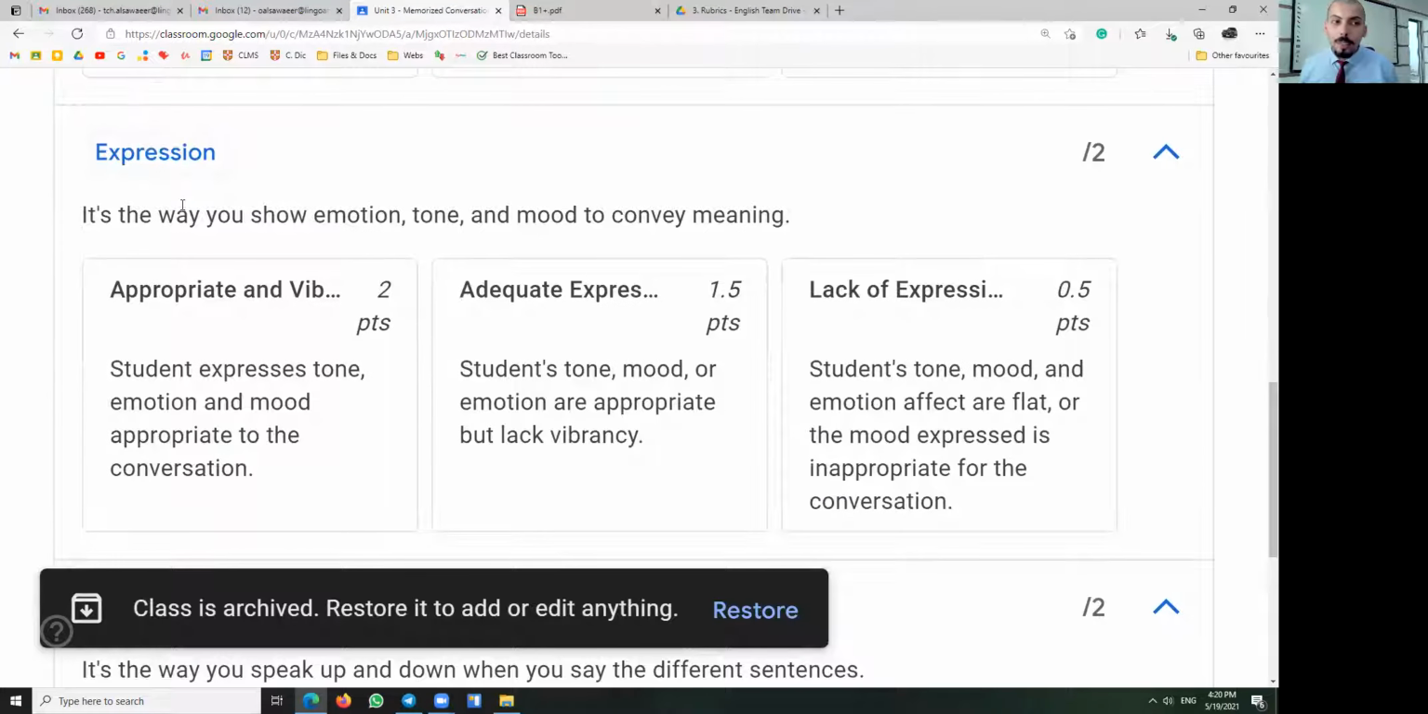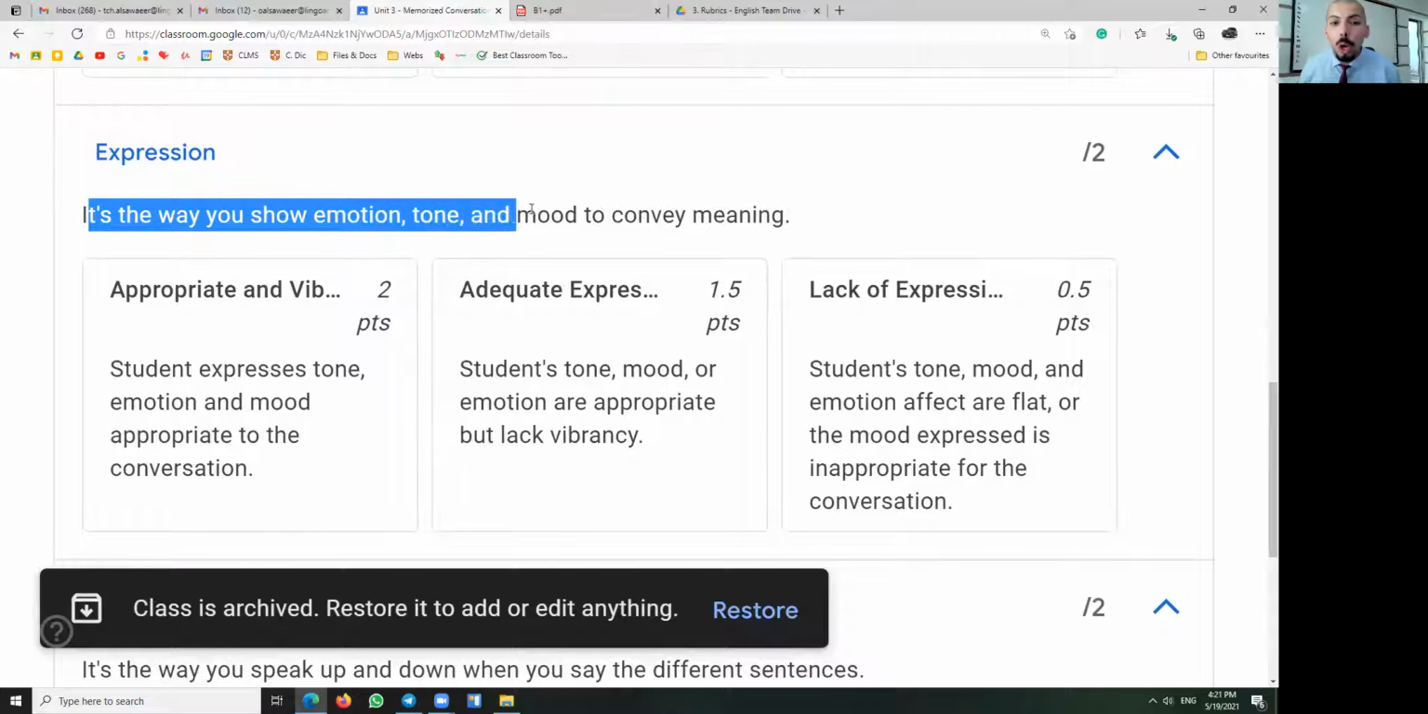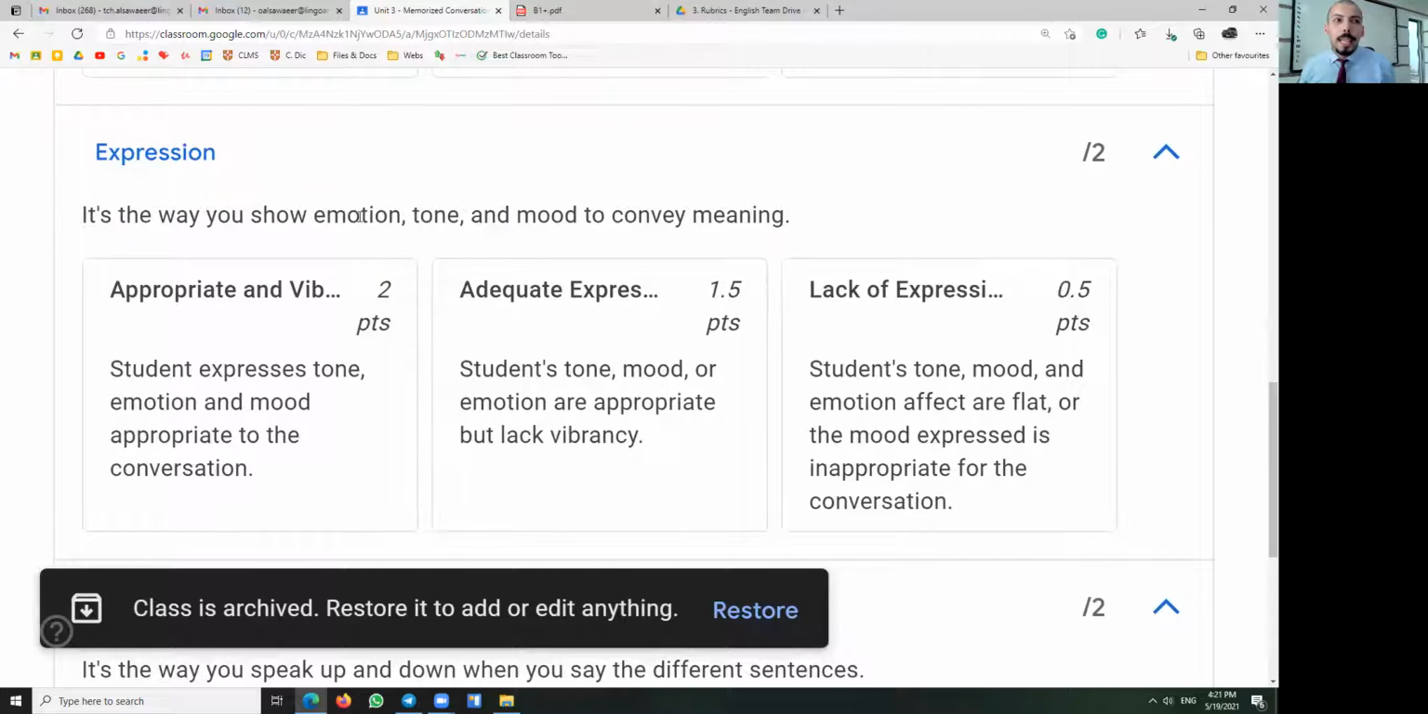The next criteria is the expression. What is the expression? It is the way you show emotion, tone, and mood to convey meaning. It's the way you are making the text alive, making the conversation alive, so I forget that it is you acting something that is not yours. I want to feel those words are yours. So you are putting in your emotions, trying to repeat the same tone, the same emotion, trying to live the same mood, trying to become believable. This is what we mean by expression.